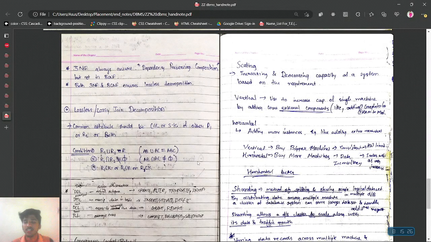Now scaling. Scaling means increasing or decreasing the capacity of a system based on our requirement. So vertical scaling and horizontal scaling are the two types. I will tell you why we prefer horizontal scaling, but first we will define vertical and horizontal. Vertical scaling is used to increase the capacity of a single machine.